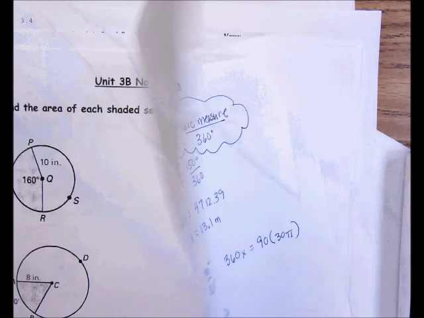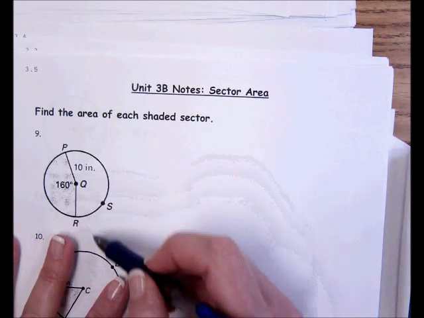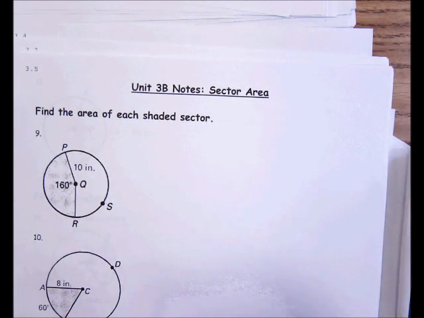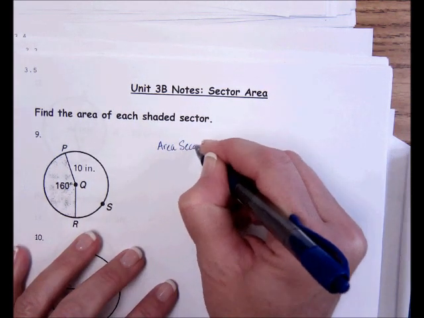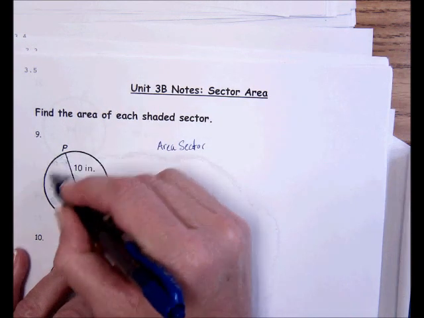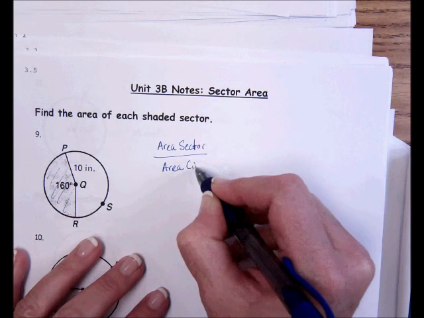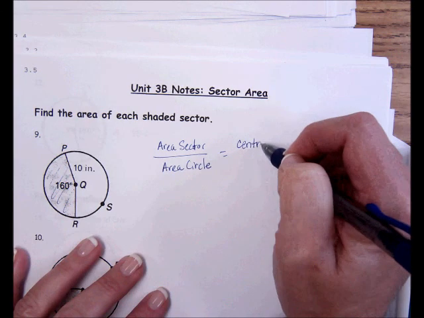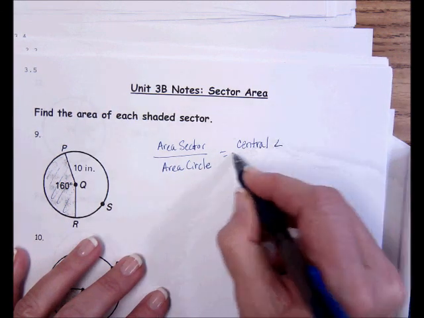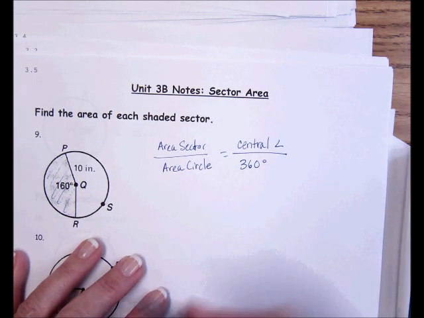So the next type of situation is what we covered today in class, and that's the sector area. In this case, I'm going to use my area instead of the circumference. So I'm going to say area of a sector, this shaded part over here, divided by the area of the circle, because that's the whole area, is equal to the central angle, or the arc measure angle, over 360 degrees. So it's the same type of situation that we used before.